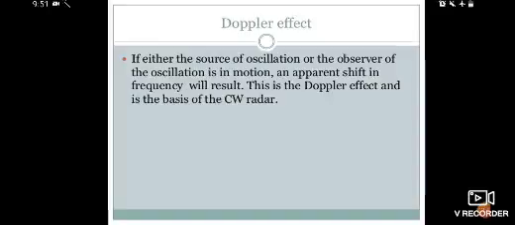Based on this Doppler effect we have the CW radars. Why? Because continuous wave radar is mainly used for moving target observation or moving target information. The pulse radars cannot detect a moving target; they only detect stationary, stable targets, and they don't determine the velocity of the target either. That is the main drawback, and it can be overcome with CW radars.